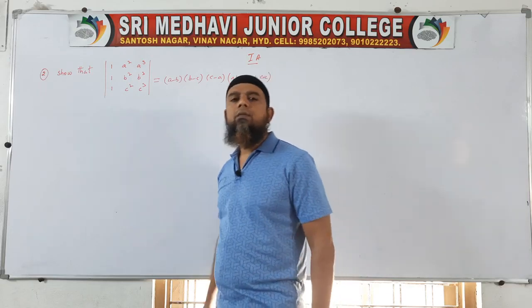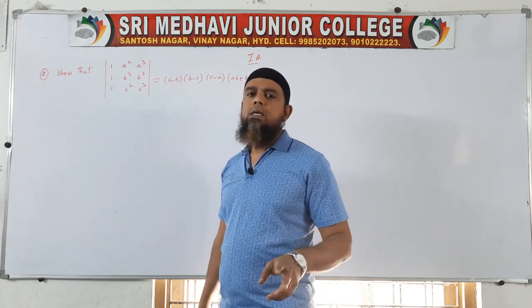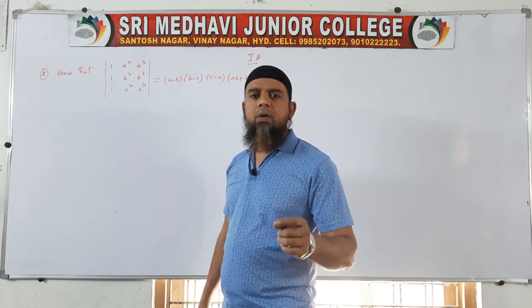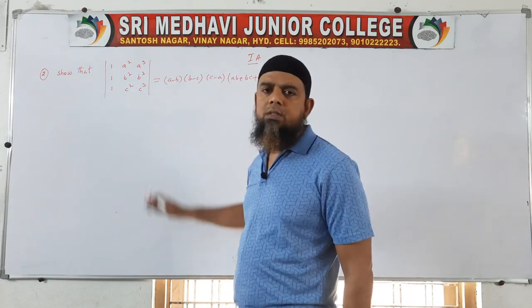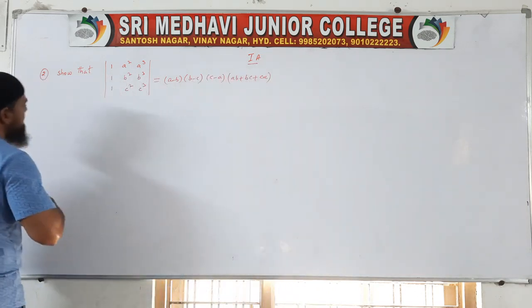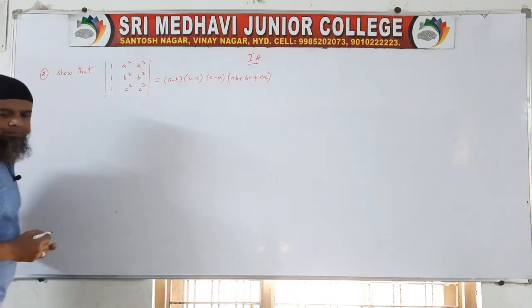In this determinant, we have to know only two formulas, that is a square minus b square, and the second one is a cube minus b cube. If you know the two formulas, then the problem is very easy. See on the board how to do the problem. I am taking LHS here.